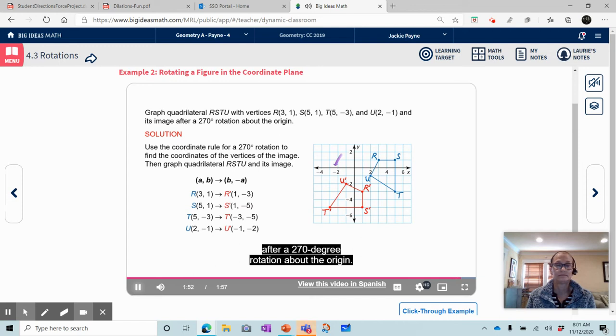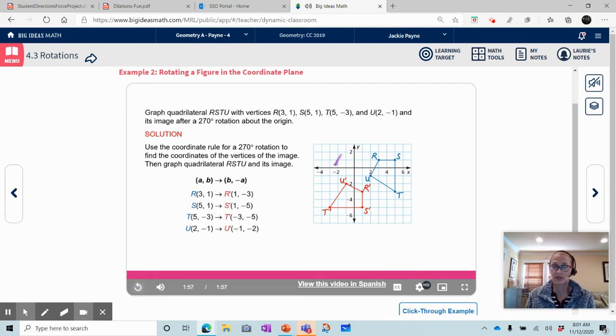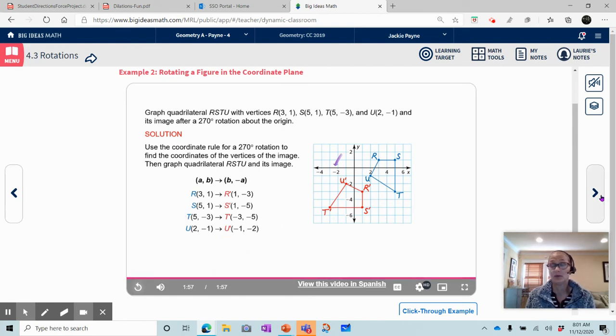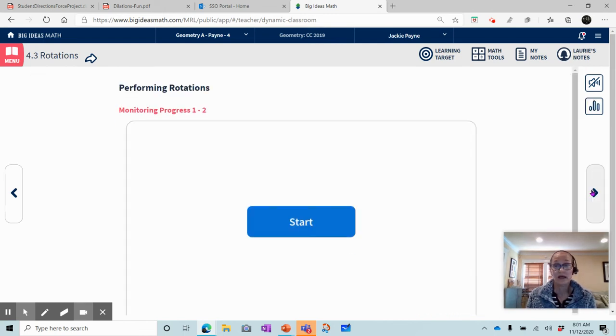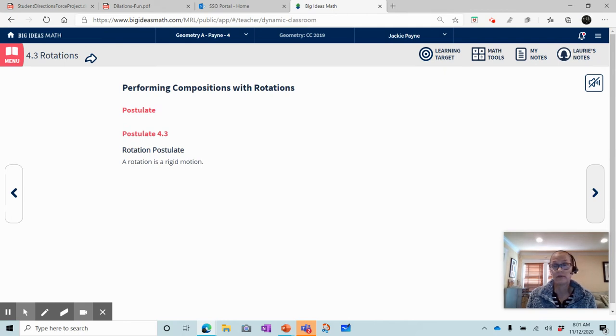So one thing I want you to notice about these is that with a reflection or a translation, even though it's rigid, you can sort of visualize it. With these rotations, they're much more difficult to visualize where the other point goes. And that's why it's really important for you to just use the rules. You'll get it right every time, and you won't pull your hair out in frustration, okay? So we only had a couple of examples. We're going to be doing some of these together under the camera, but there is a postulate, 4.3, rotation is a rigid motion.